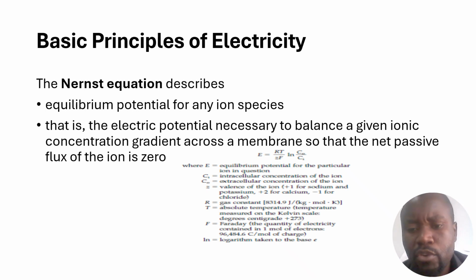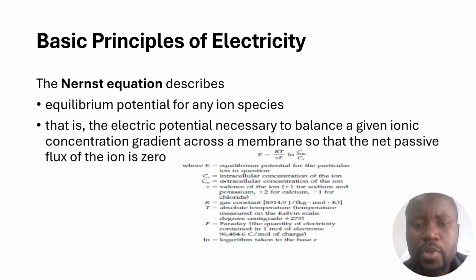There are a number of scientists who have done a lot of research on electricity in biological systems, and some of those include Nernst and also Goldman. Nernst developed an equation that describes how we can calculate the electrical equilibrium for each of the electrolytes in the biological system, like potassium, chloride, and sodium. So he describes that an equilibrium potential for ions actually exists.